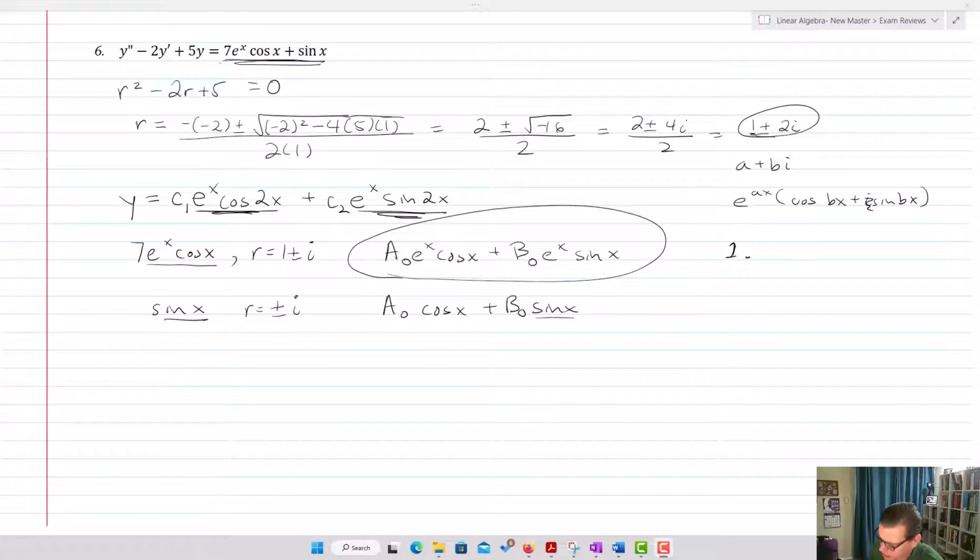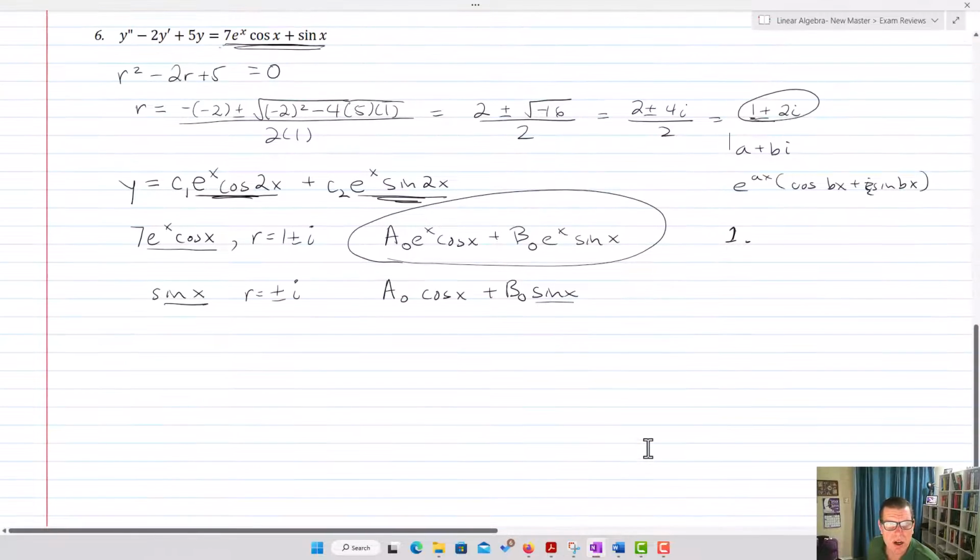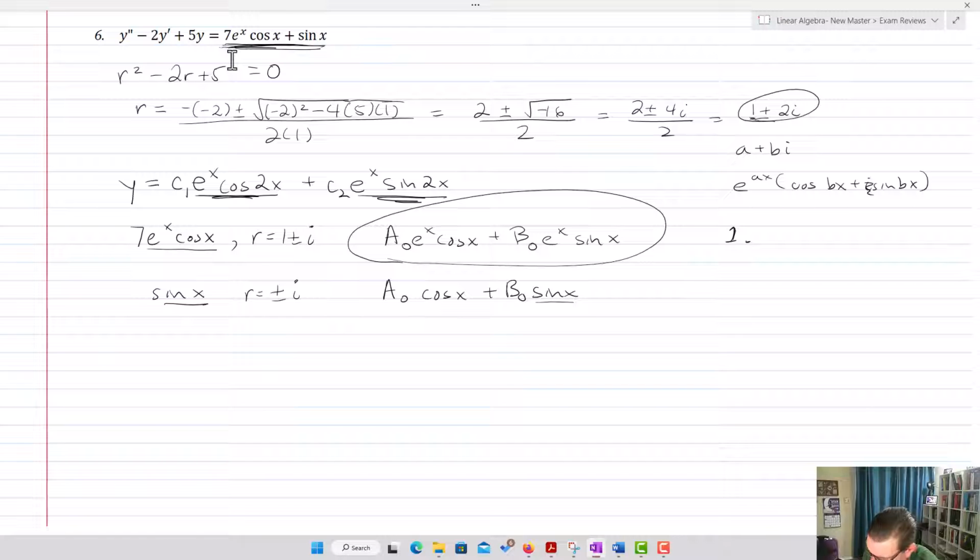So I'll start out with this first one, a naught e to the x cosine x, b naught e to the x sine x. How we solve these is we plug the trial solution into our differential equation. Now, I'm only going to set it equal to 7 e to the x cosine x. I don't need to set it equal to the sine x part, just the e to the x cosine x part. So I'll first have y equals a naught e to the x cosine x plus b naught e to the x sine x.